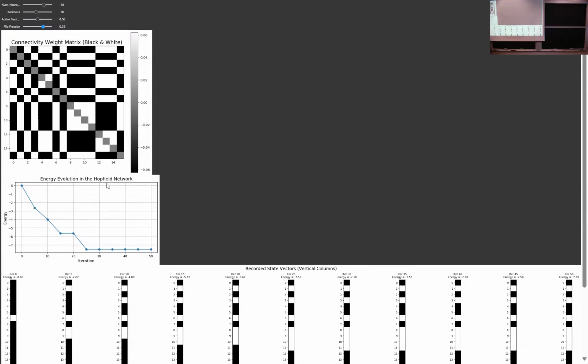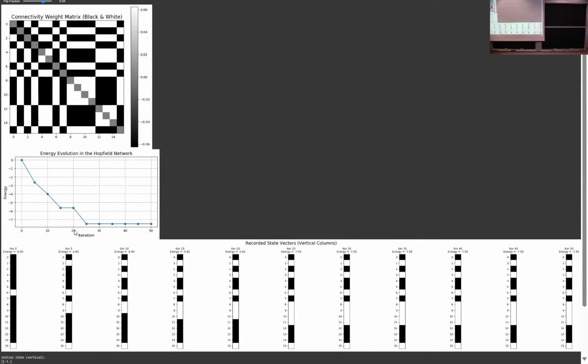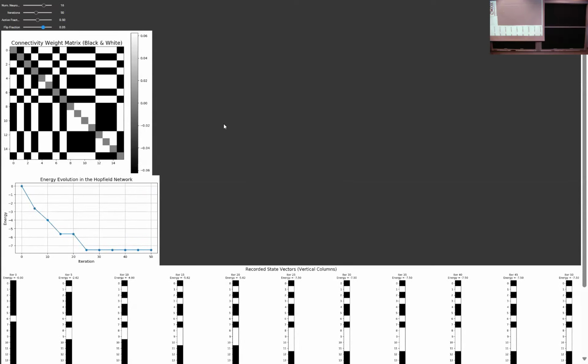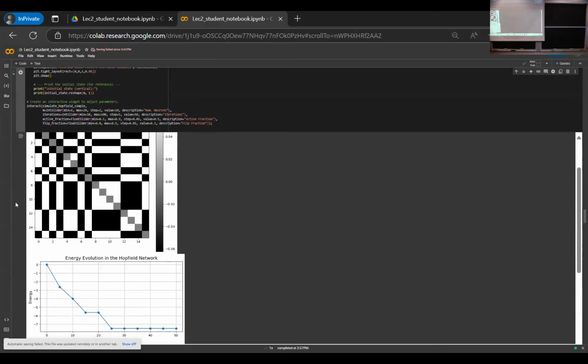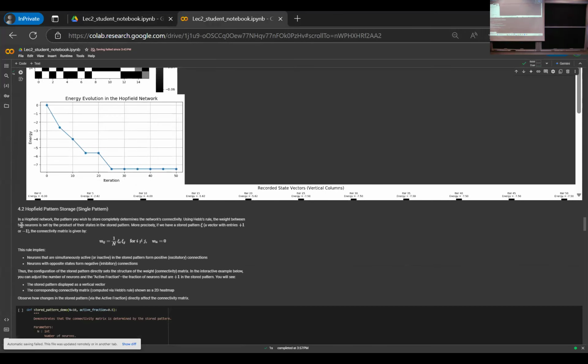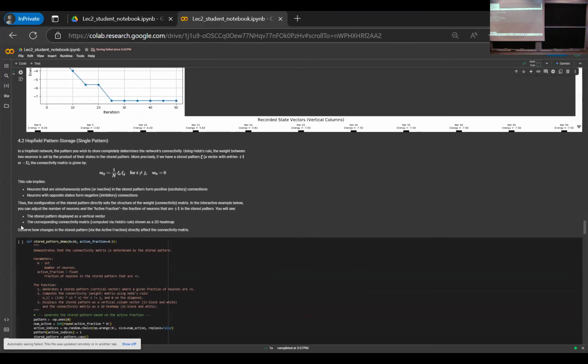So again, these are different parameters that you can play around with to get more of an intuition of how this Hopfield network actually behaves. And there are also questions at the end which will ask you about this, so it might be good to play around with it. Okay, so that's the first thing that I want to talk about with the Hopfield networks, or the second thing, I guess, after the description.